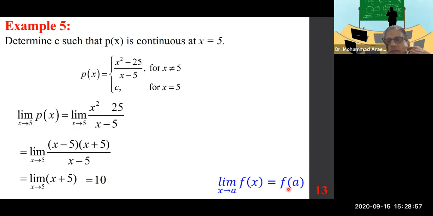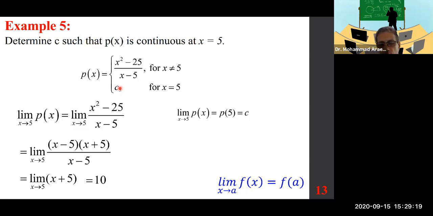You want f of a to be 10. That means you want f of 5 to be 10. That means c becomes 10. So if you choose that, the function becomes continuous. It's really that simple, class. Okay, I hope everybody is comfortable with that.